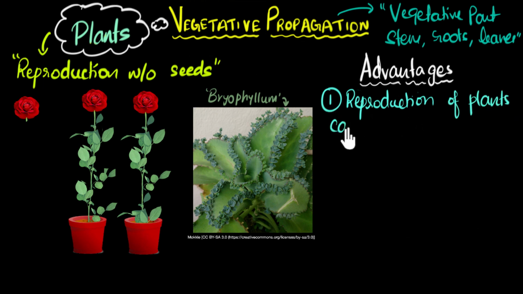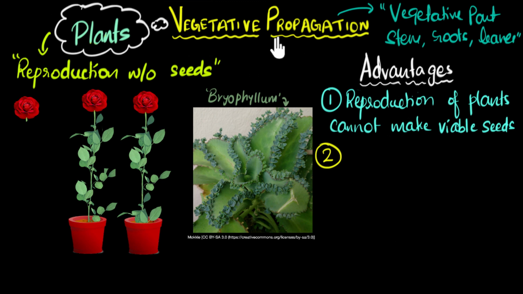which cannot make viable seeds. To write down the second advantage, we need to remember one thing, that although this is the preferred method of reproduction for such plants, you can do vegetative propagation for any plant. Even if there's a plant which can make seeds readily, even for those, you can vegetatively propagate it. So what do you think is the advantage of this over using seeds?